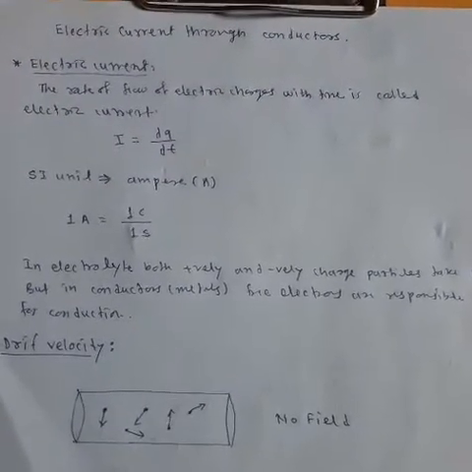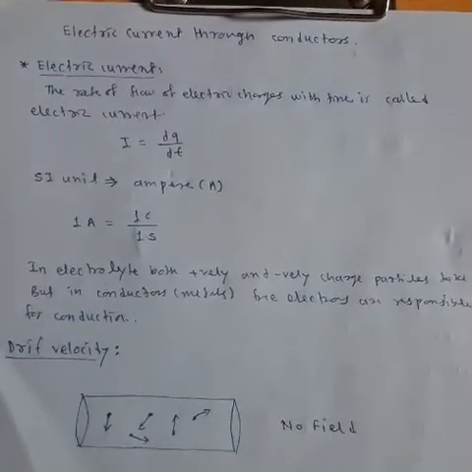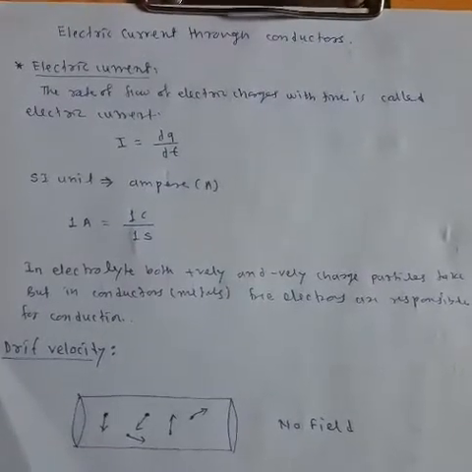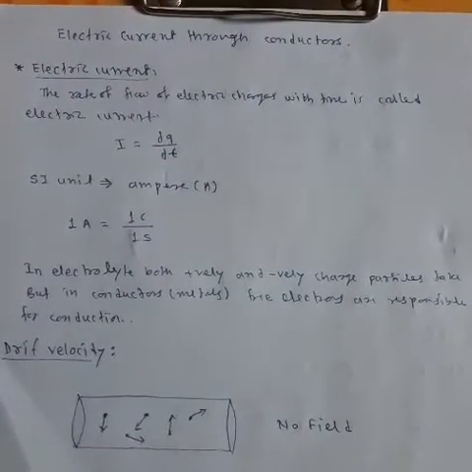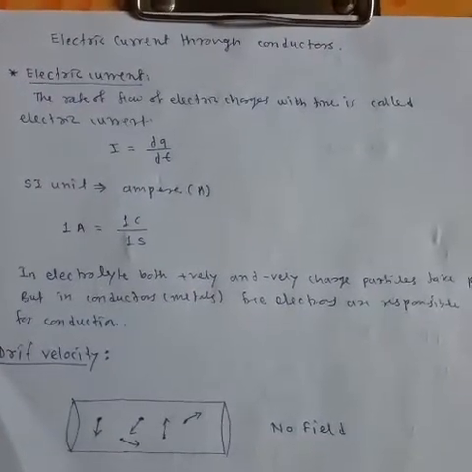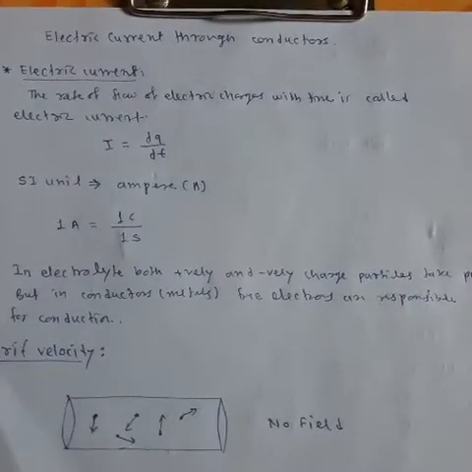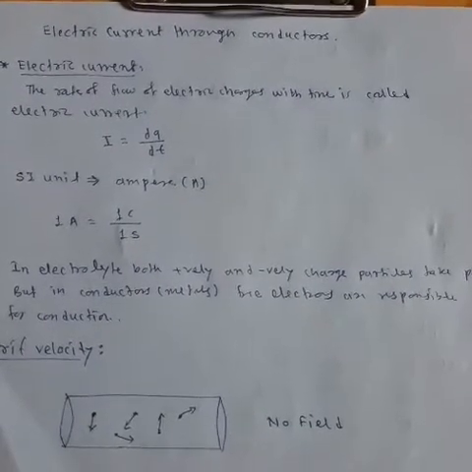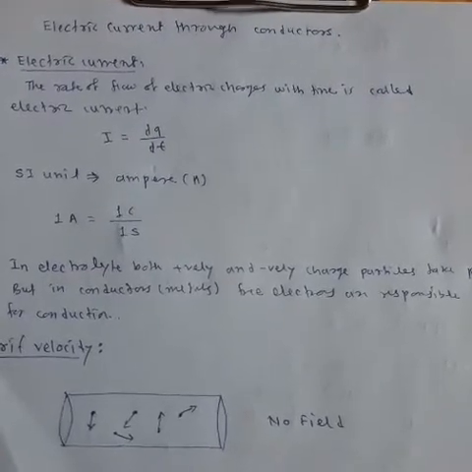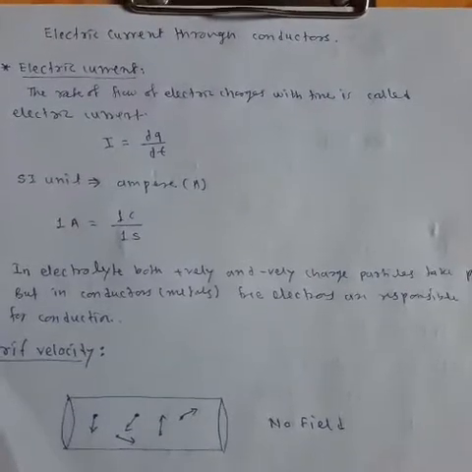Today we are going to revise electric current through conductors. We know that liquid always flows from higher level to lower level. Heat always flows from higher temperature to lower temperature. Similarly, electric charges flow from higher potential to lower potential.